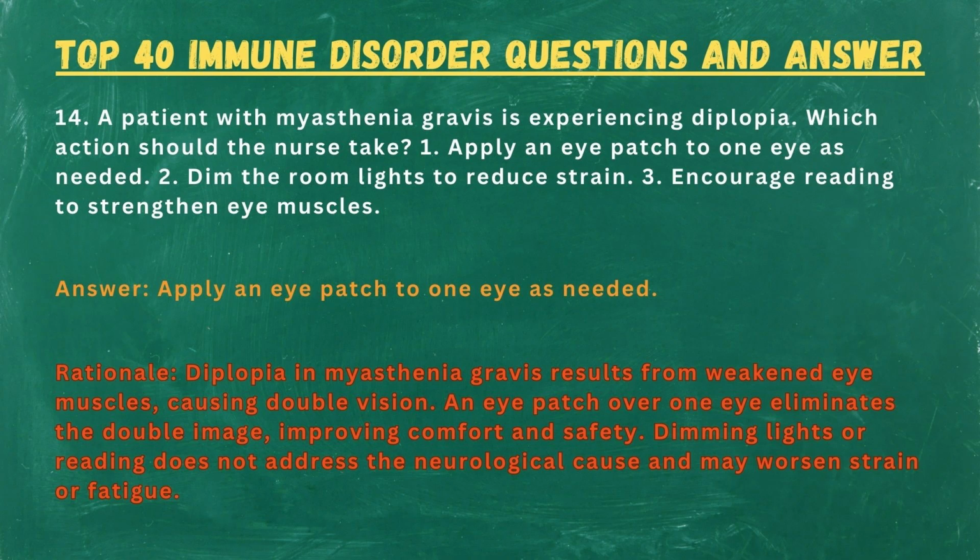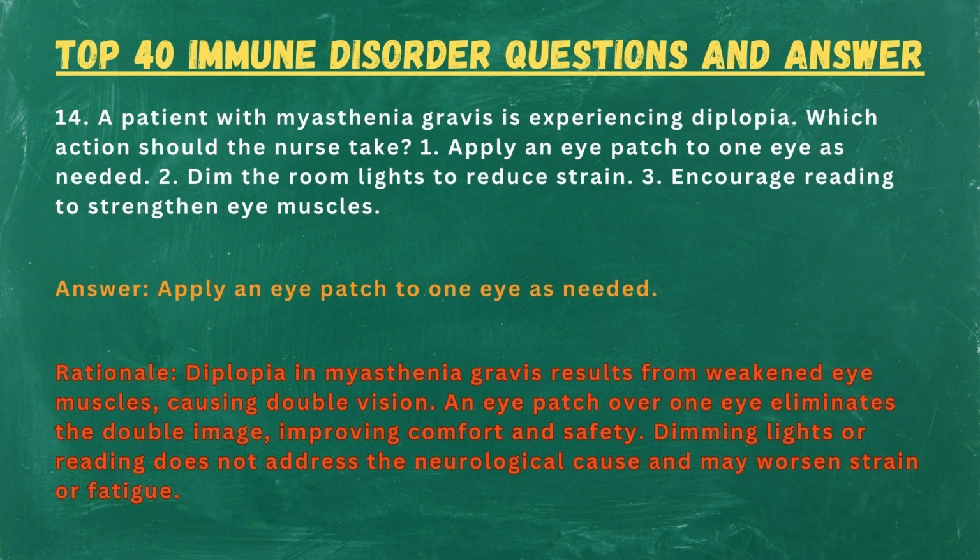14. A patient with myasthenia gravis is experiencing diplopia. Which action should the nurse take? 1. Apply an eye patch to one eye as needed. 2. Dim the room lights to reduce strain. 3. Encourage reading to strengthen eye muscles. Answer. Apply an eye patch to one eye as needed.